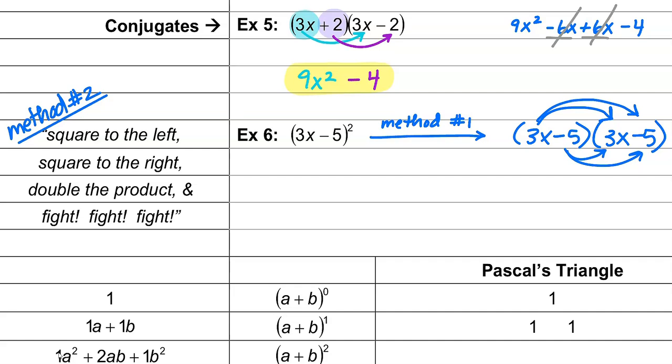It's the square to the left, square to the right, double the product, and fight, fight, fight. So if I'm going to square to the left, that's the first right here. The left term here is the 3x here. And when you square that, 3x, when you square that, isn't that 9x squared? Are we together?